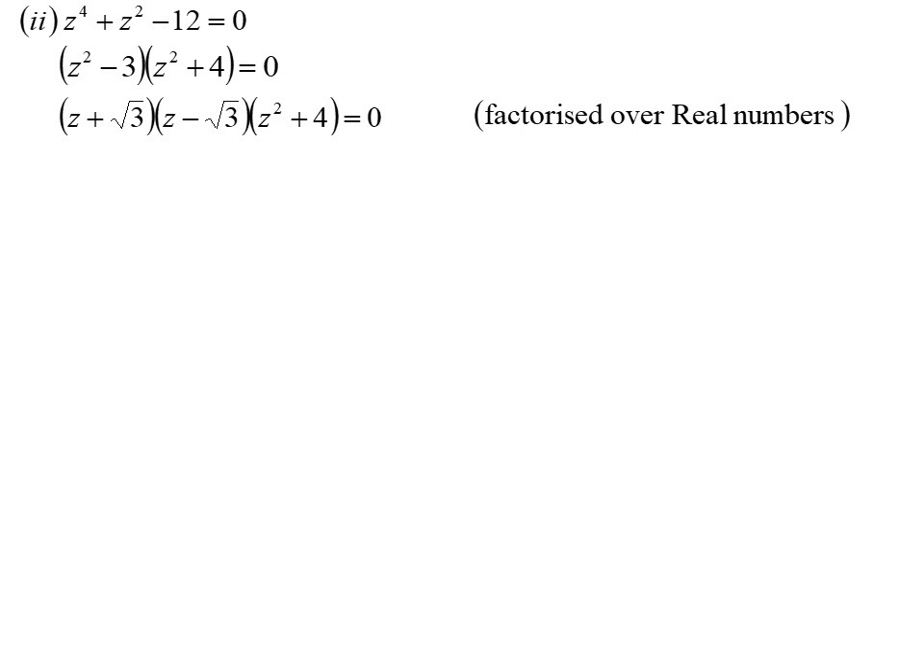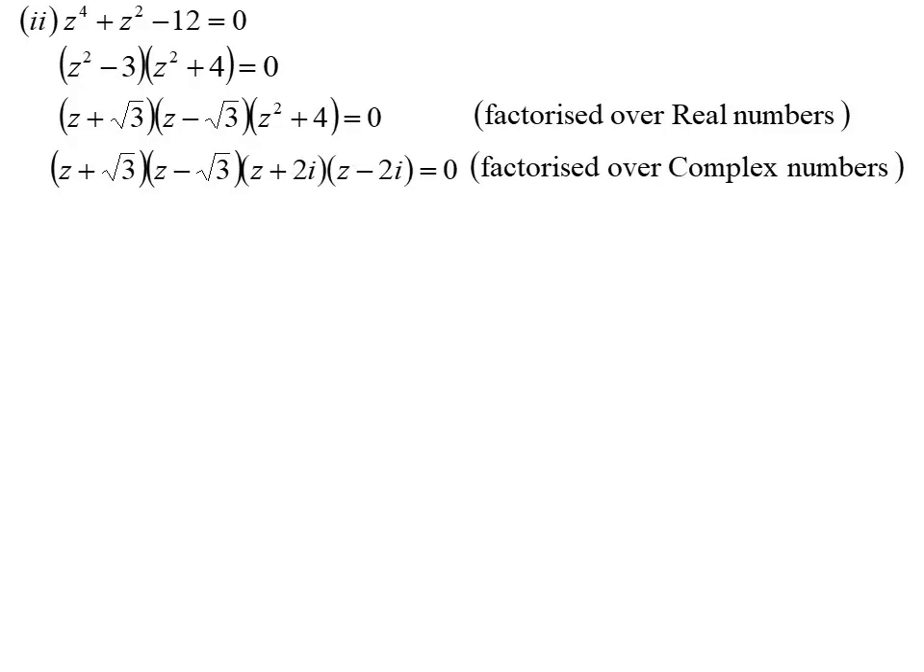The first one, not a problem with real numbers. I can make that (z plus root 3)(z minus root 3). That would be factorised over the real numbers. The z squared plus 4, I would have to use complex numbers to factorise it down to linear factors. That would be the factorisation over complex numbers. And there's our solutions. The reality is, as it's an equation, I didn't really need those factors. I could have gone straight from the second line and said, oh well, the first factor has solutions plus or minus root 3, the second one plus or minus 2i.